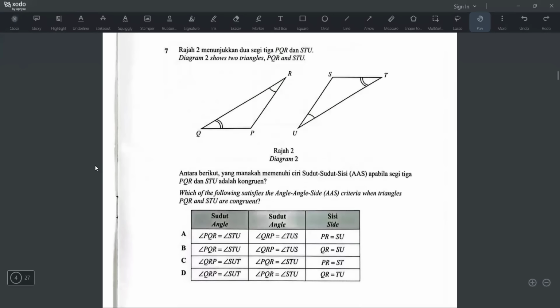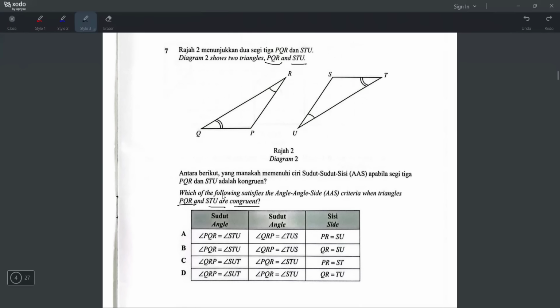Okay, let's continue with number 7. Okay, this looks like the transformation chapter. Yeah, you learn in Form 5. Okay, diagram 2 shows triangle PQR and STU. Okay, I see it. Which of the following satisfy the angle side AAS criteria when triangles PQR and STU are congruent? Okay, this one you learn in the Form 5 chapter 5.